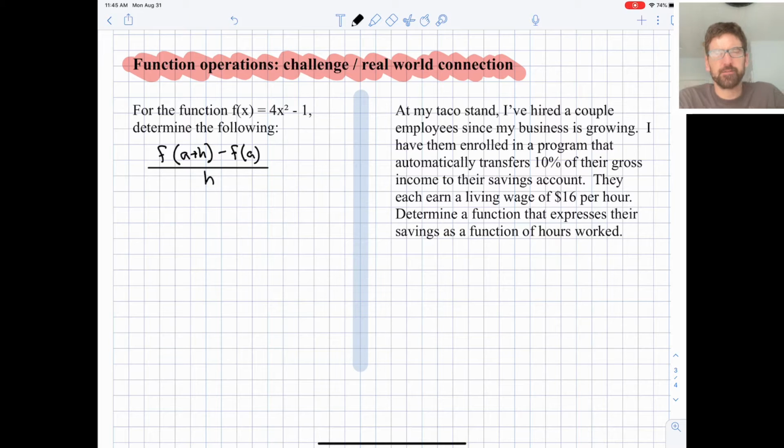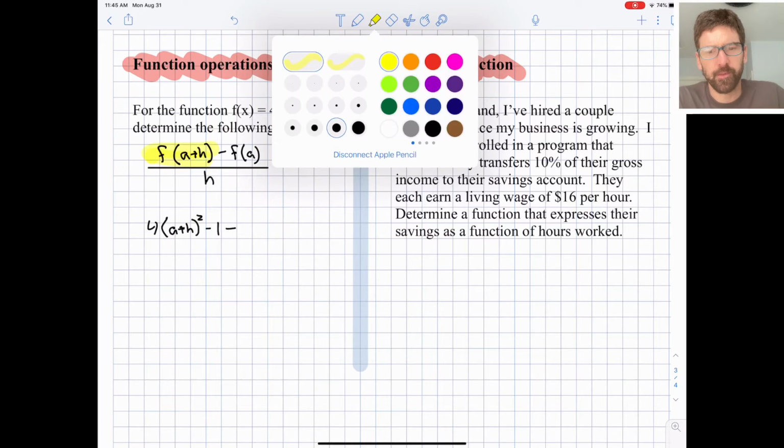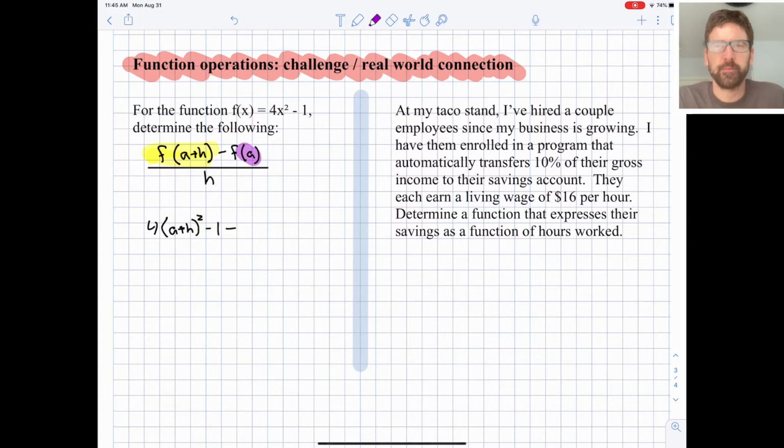So really I just want you to remember that this just means we plug a plus h through our function rule. And let's see what we get, okay? So we need to do 4, instead of x squared, a plus h squared minus 1. And then minus, this just means we plug a through our function rule, okay, and see what we get.